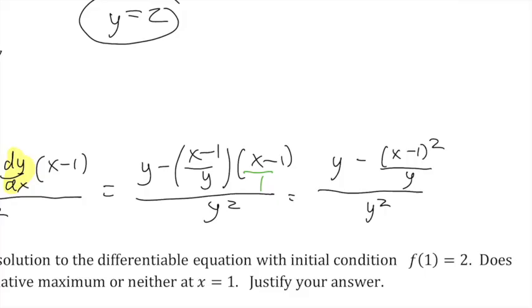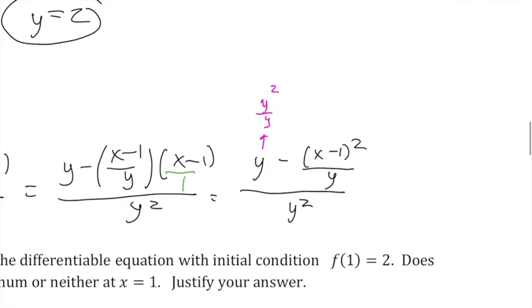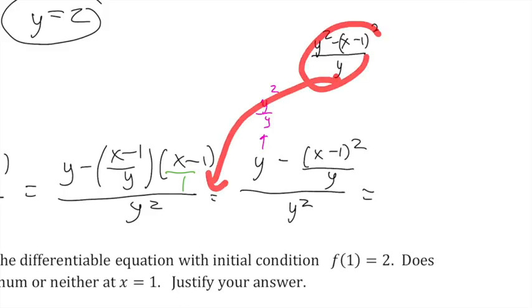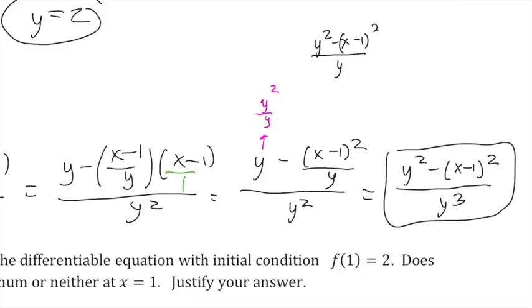And then if I wanted to keep going, I can write this as y squared over y. And then this numerator would switch to y squared minus (x minus 1) squared over y. And then again, if this numerator is on top, I could pull it outside. These two y's would combine. And there is my simplified answer.